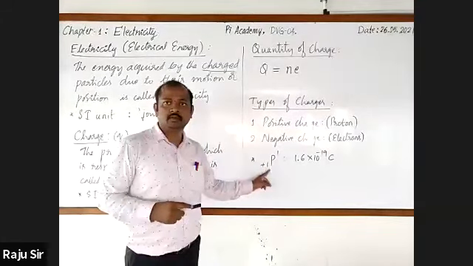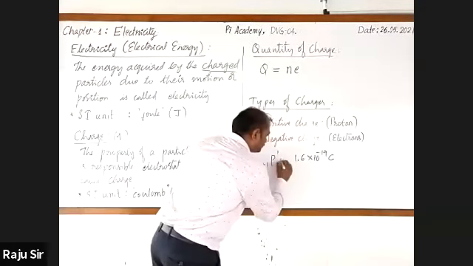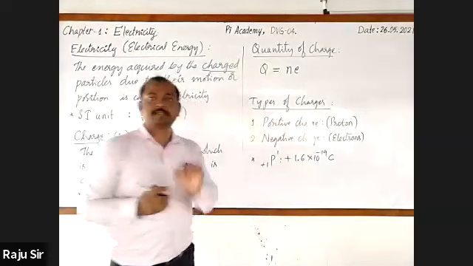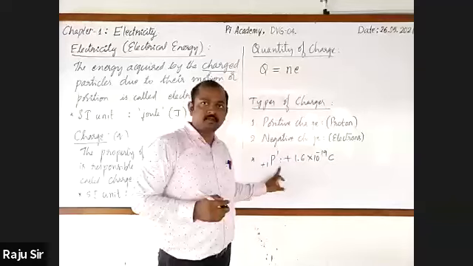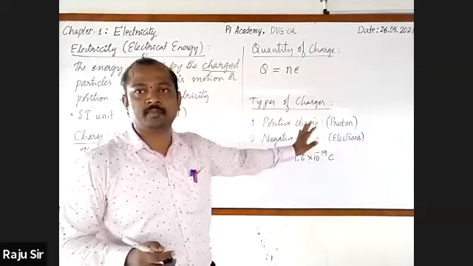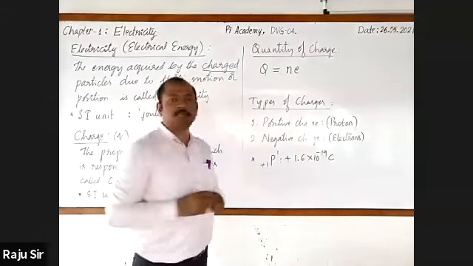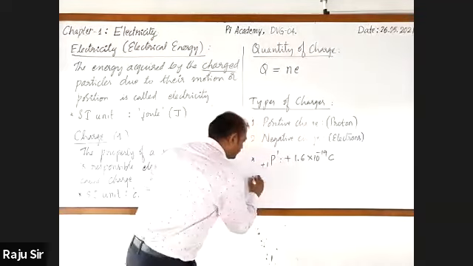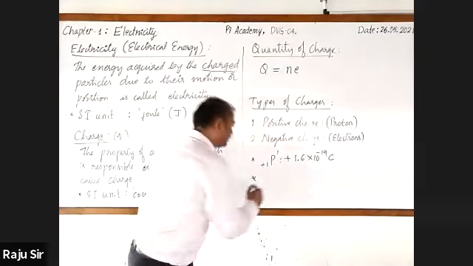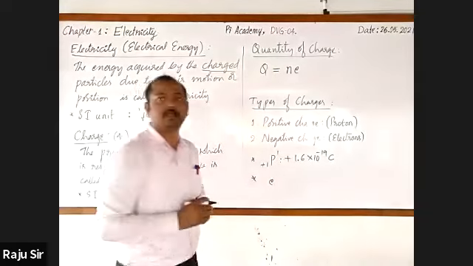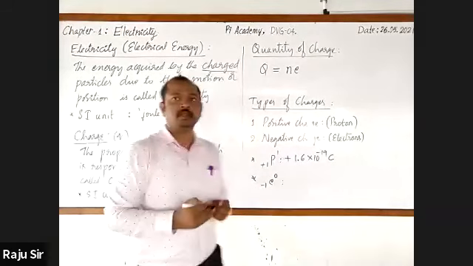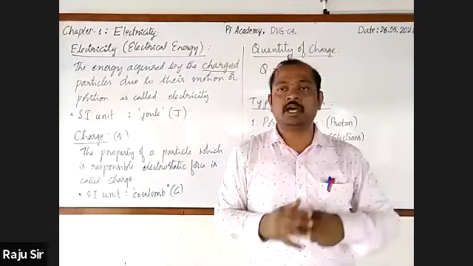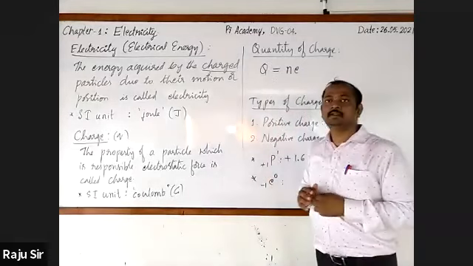And you can also mention plus. Plus indicates it is proton. Its charge is 1.6 into 10 to the power minus 19 coulomb. The negatively charged particle is called electron, and the electron can be represented by a symbol E, minus 1, 0. It means it has negative charge and its mass is negligible.